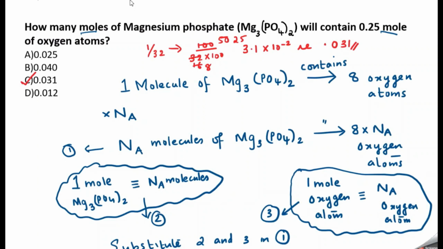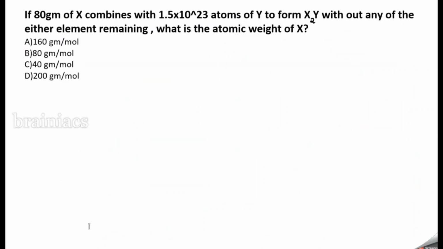This is a very important question. There is a possibility that this question can come in the upcoming NEET exam, or if it is not coming, it can be for other NEET exams in the near future, because this question is very good. Okay, so let's read the question. If 80 gram of X combines with 1.5 into 10 power 23 atoms of Y to form X2Y without any of the other element remaining, then what is the atomic weight of X?